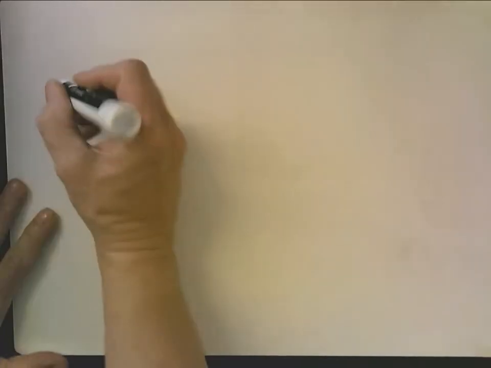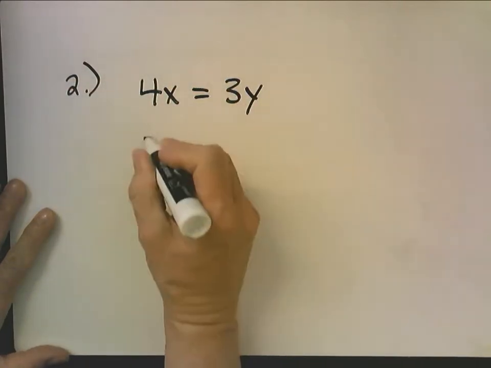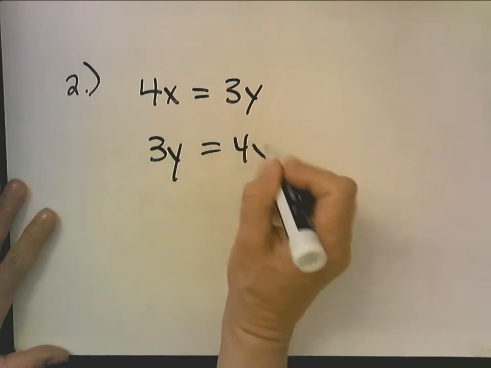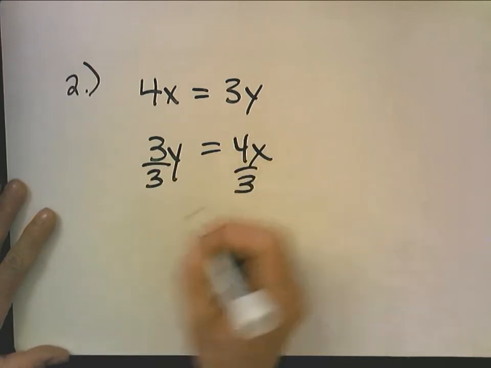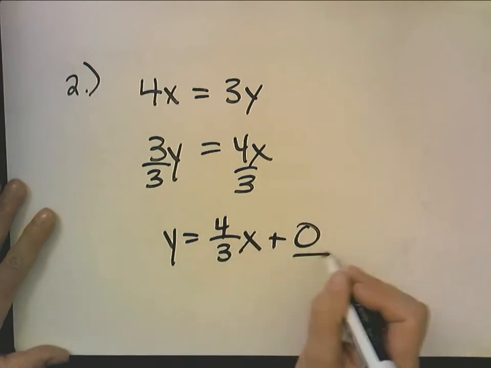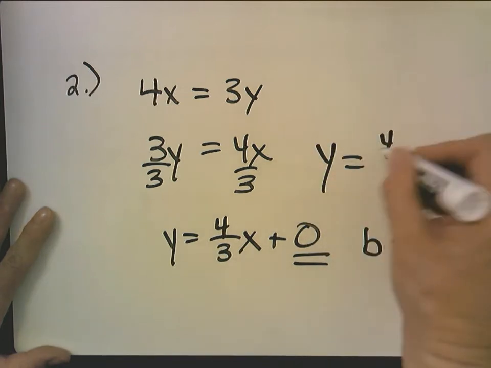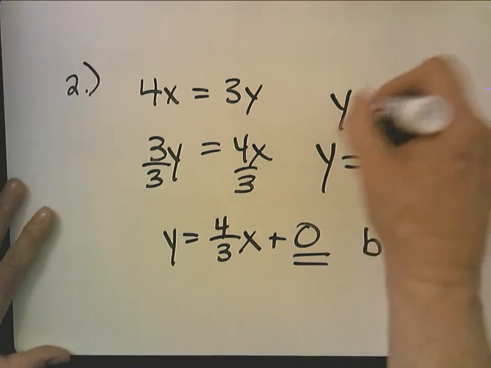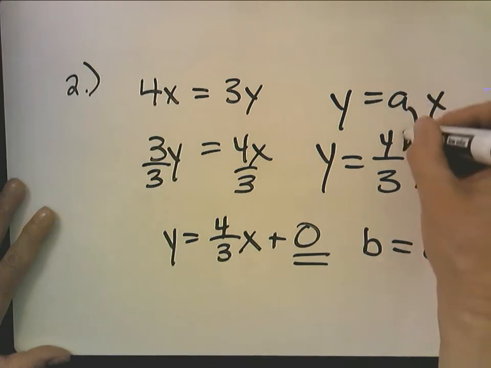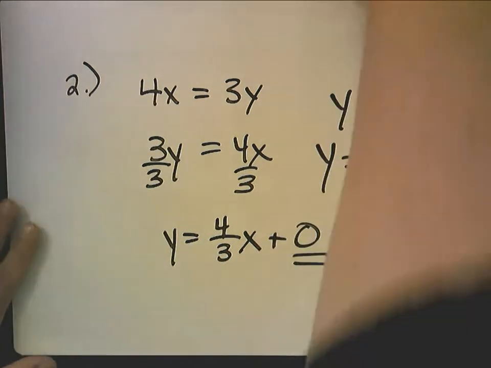Okay, so now, number 2, 4x equals 3y. I can rewrite that as 3y equals 4x. Divide both sides by 3. y equals 4/3 x plus 0. So b does equal 0, so this is in the form of y equals ax. So it also means a is 4/3. So the second part of this is a equals 4/3.